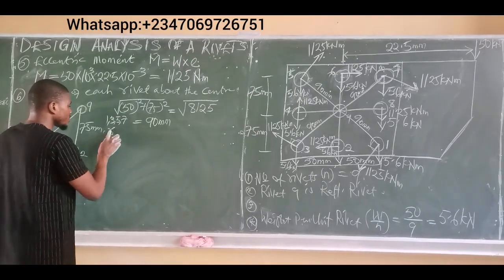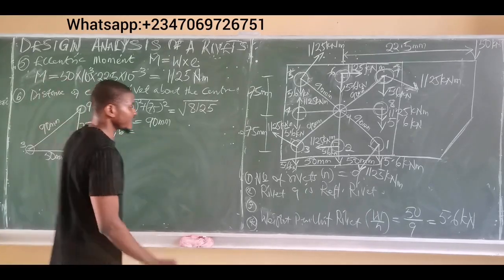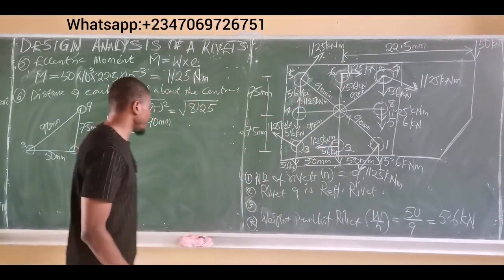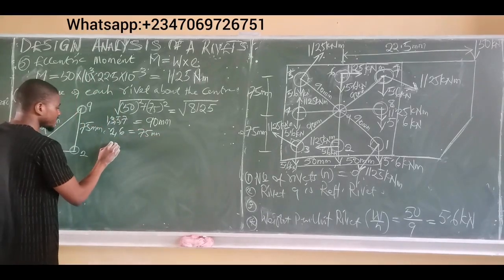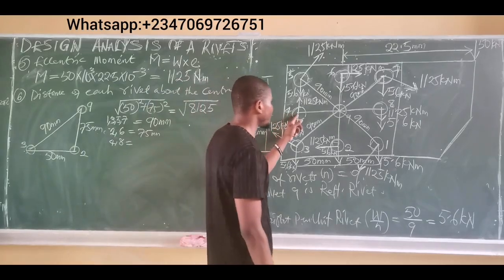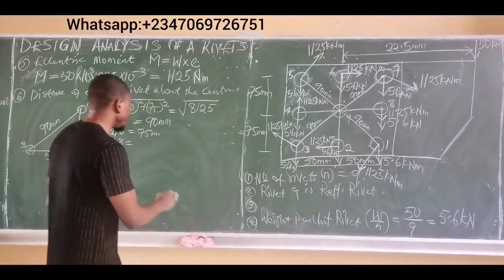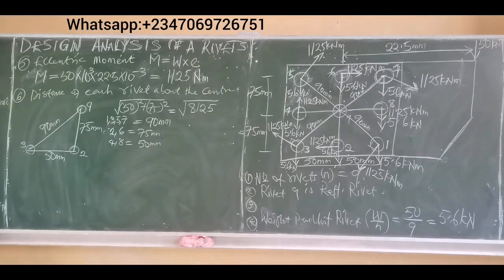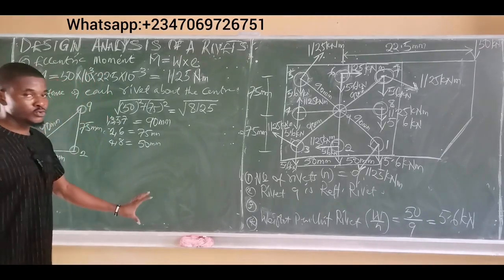Rivet 2 and rivet 6 have the same distance about the center. Rivet 2 and rivet 6 take what? 75 millimeter to get to the center. And rivet 4 and rivet 8 take equal distance to get to the center. This is rivet 4 to the center, rivet 8 to the center, covering what? 50 millimeter. So this is the sixth step: identify the distance of each rivet about the center, which is what we've done so far.